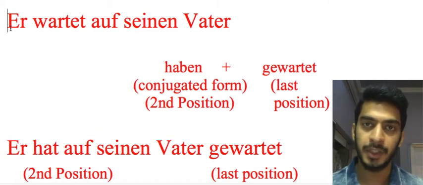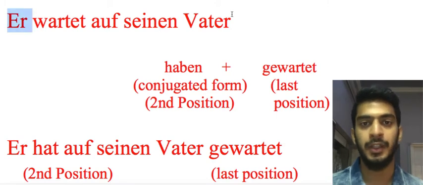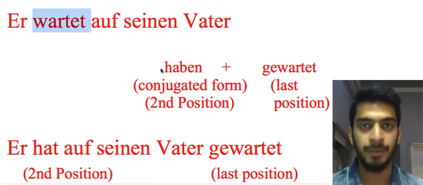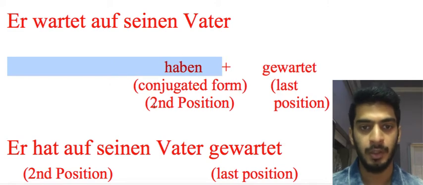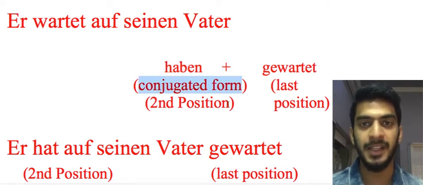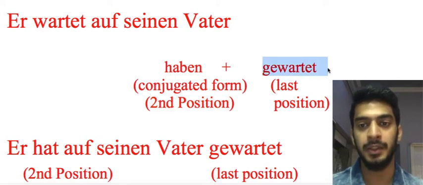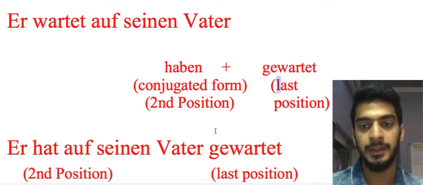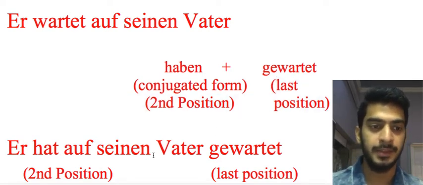Again we have two sentences both in present and perfect tense. Er wartet auf seinen Vater. He is waiting for his father. The verb warten has no change of place or state. So we have to use haben form. Conjugate the haben form and place it at the second position. Then we have gewartet, which is the perfect form of the verb warten. Keep it at the last position. So we have the sentence in perfect tense.